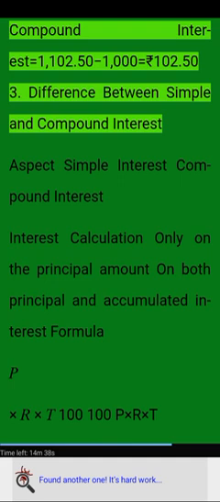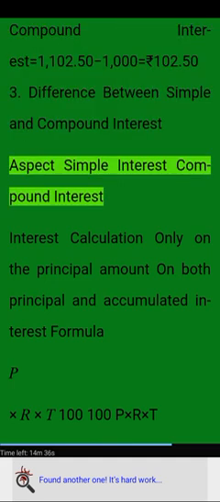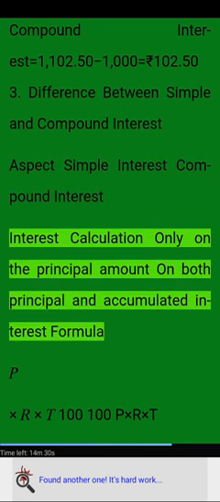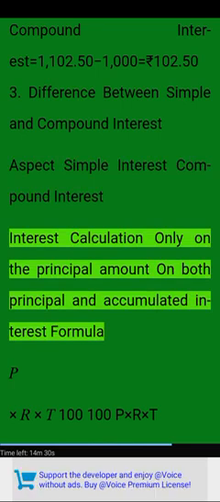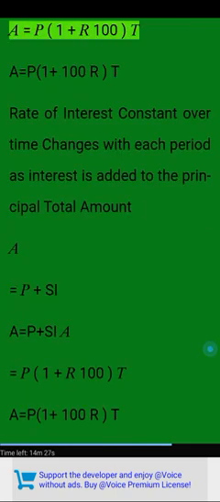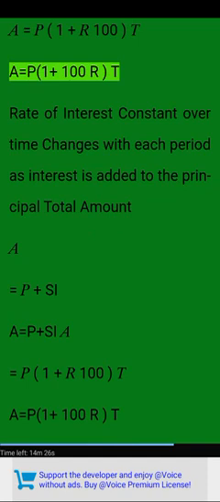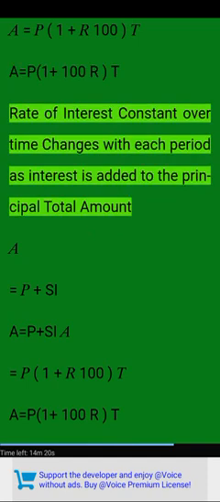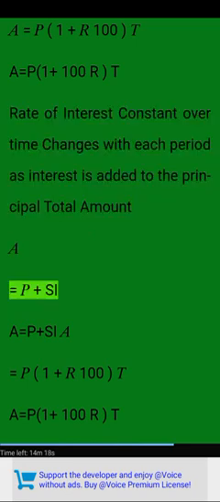3. Difference between simple and compound interest. Simple interest is calculated only on the principal amount, while compound interest is calculated on both principal and accumulated interest. The formula for simple interest is P times R times T over 100, and for compound interest, A equals P times (1 plus R over 100) to the power T. The rate of interest is constant over time in simple interest, while in compound interest it changes with each period as interest is added to the principal. For simple interest, the total amount is A equals P plus SI, and for compound interest, A equals P times (1 plus R over 100) to the power T.